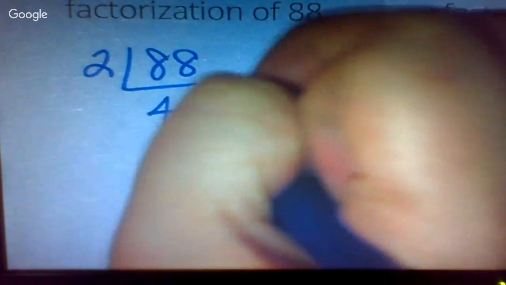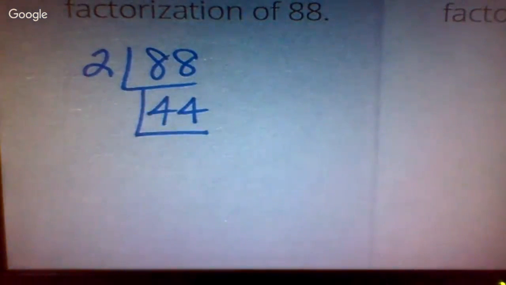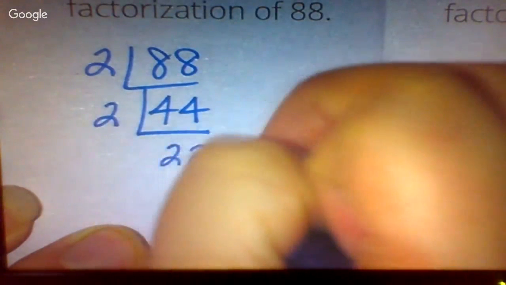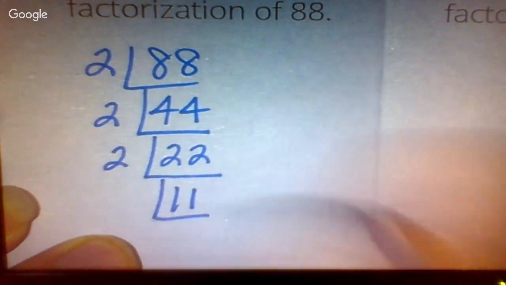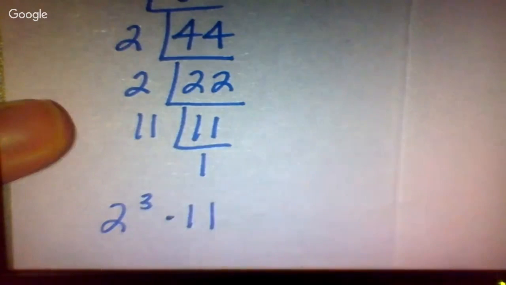Find the prime factorization of 88. 2 first. And that breaks me down to 44. We can do 2 again. That gives 22. Then 2 and 11. What goes into 11? Nothing, just 11. So your final prime factorization is 2 to the 3rd times 11.